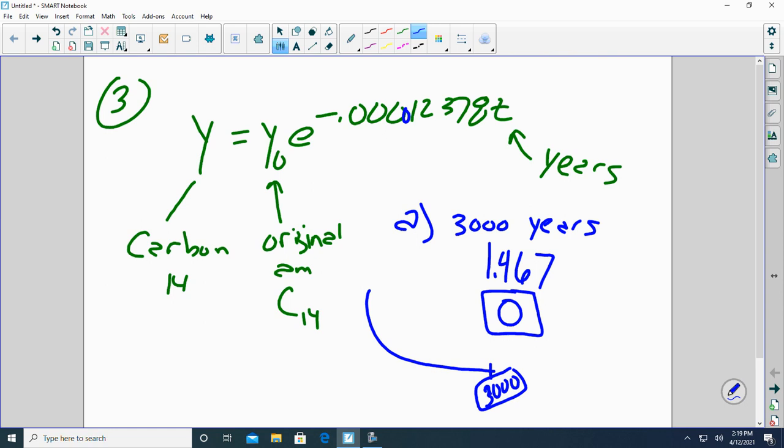Negative 0.0001237 8 times, oops, times, nope, go back up there, times 3,000. Oh, that's what I did wrong. Duh. Where's it at? There it goes. And I'm going to go y equals 3,000.